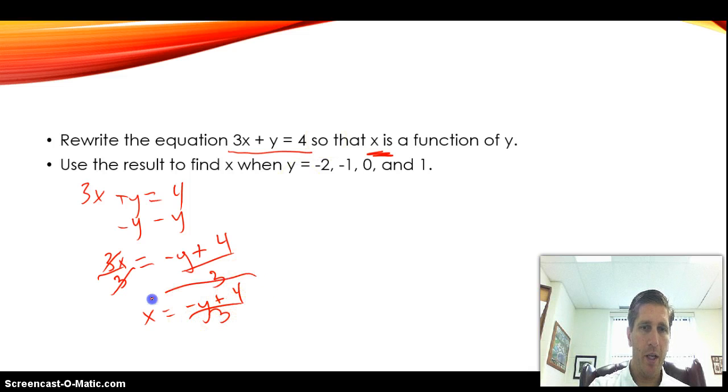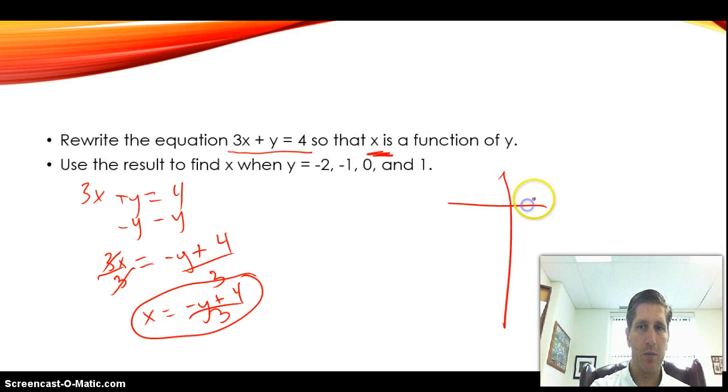So now we have this equation. And in step 2 it tells us what y equals. y equals negative 2, negative 1, 0, and 1.